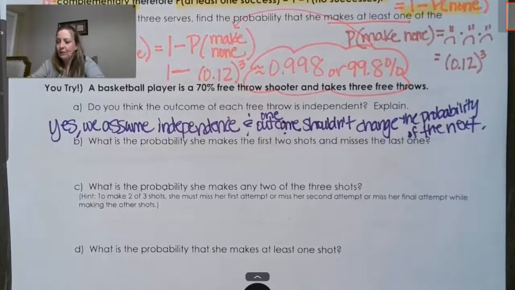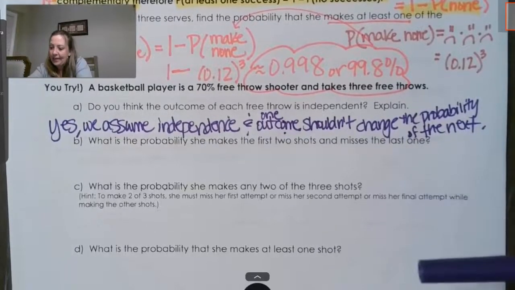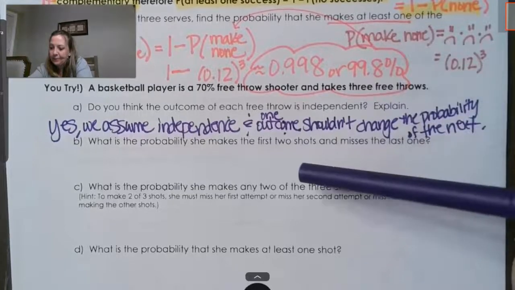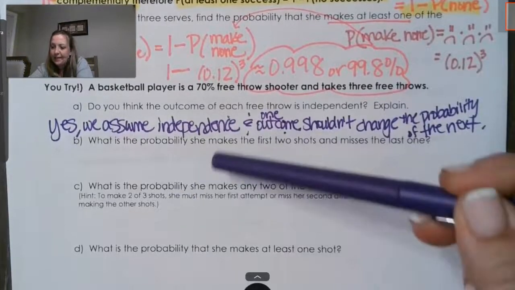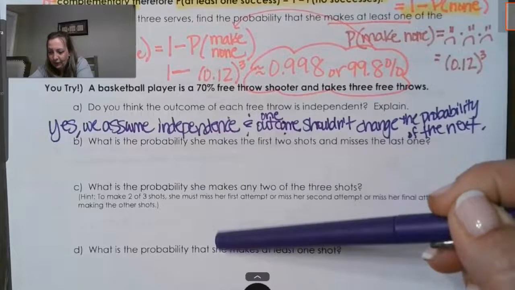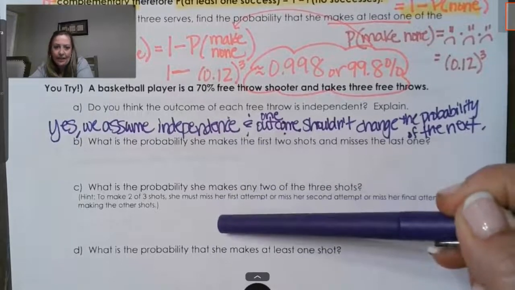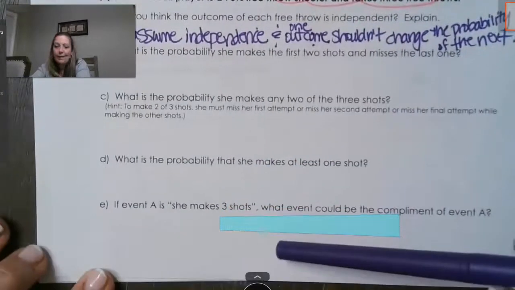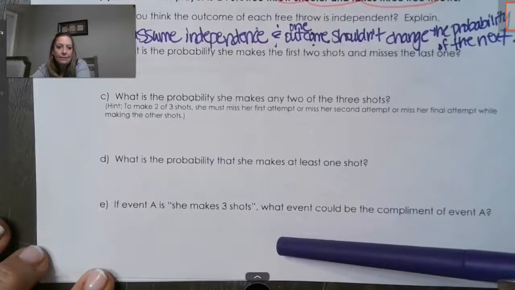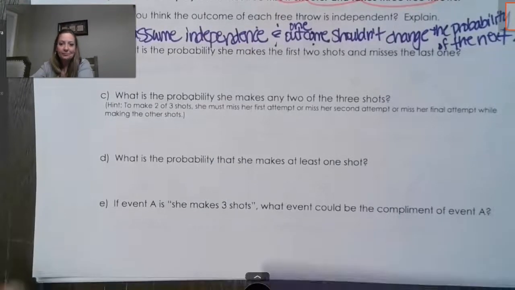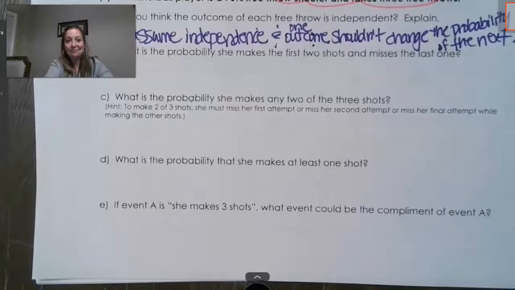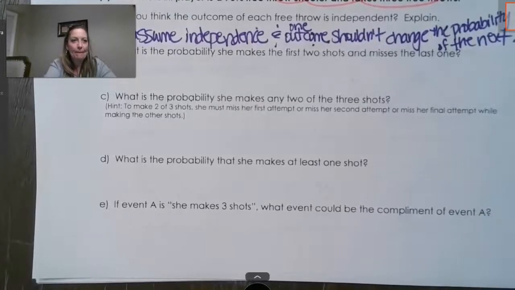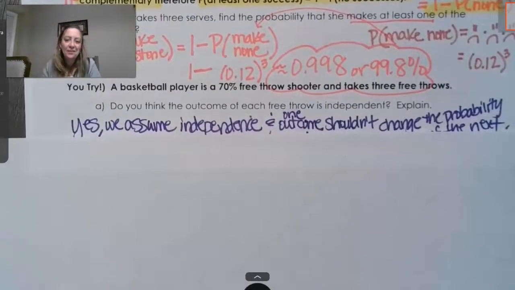So again, see if you can use what we did in our questions in example 4 to answer B, C, and D, and then flip back to the other side to see about letter E. Okay, I'll give you guys a minute to do that. Okay, let's see how you did.